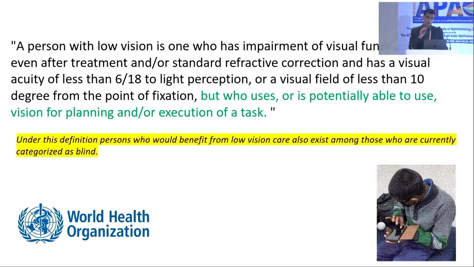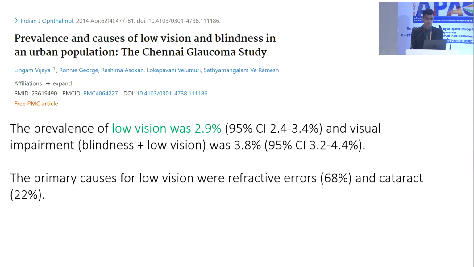But what we are interested in is the WHO functional definition of low vision, which states that a person who has visual acuity of less than 6/18 to perception of light, but who uses or is potentially able to use the vision for planning and execution of tasks, which is the residual or functional vision. Because of this definition, the people who were initially categorized as blind now come under the purview, and low vision services are to be offered to these people.